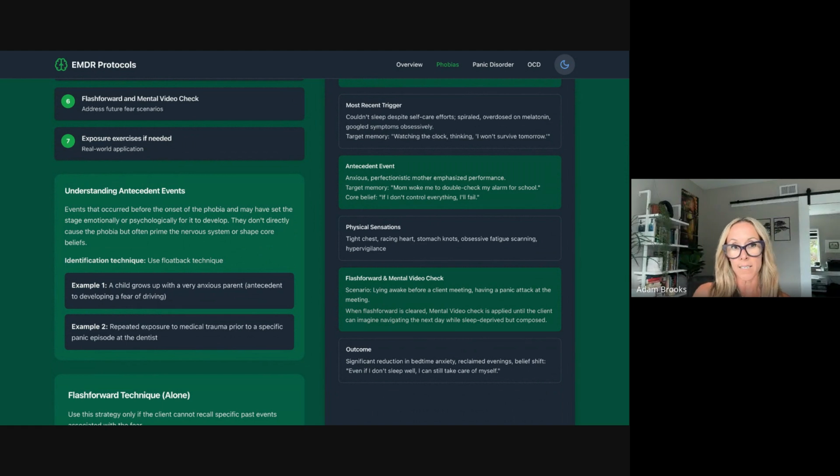Now, I only did one antecedent event. Oftentimes during reprocessing, antecedent events or developmental big T or little t trauma will pop up, and I want to take notes of those and clear all of those past memories before moving on to the physical sensations, if there are, for phobia. In this case, she had tight chest, racing heart, stomach knots, obsessive fatigue scanning, hypervigilance. So you'll want to treat these like individual present triggers and clear each one before moving on.